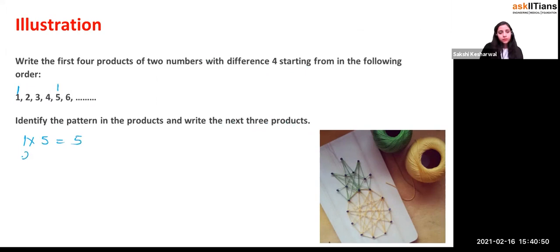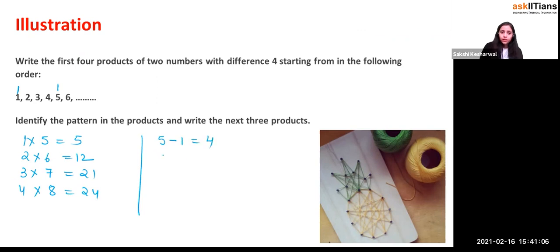5. Now if I multiply 2 into 6, which is equal to what? 12. Now if I multiply 3 into 7, which is equal to what? 21. Then I multiply 4 into 8, which is equal to how much? 24. Now just see over here, if I take the difference, 5 minus 1 is 4. 6 minus 2 is 4. 7 minus 3 is 4. And 8 minus 4 is 4. So can you see that there's a constant difference?